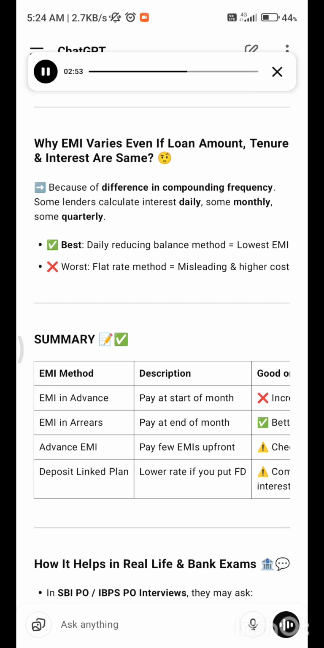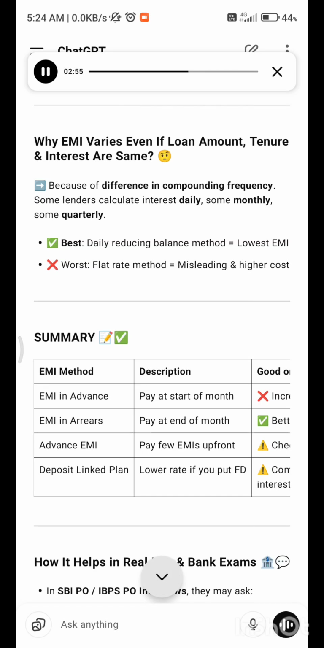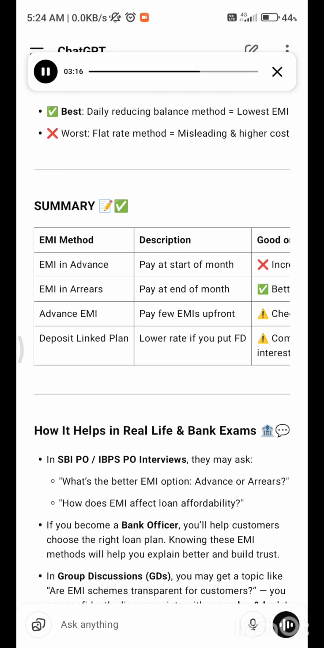Why EMI varies even if loan amount, tenure, and interest are same? Because of difference in compounding frequency. Some lenders calculate interest daily, some monthly, some quarterly. Best, daily reducing balance method equals lowest EMI. Worst, flat rate method equals misleading and higher cost. Summary, EMI method, description, good or bad.